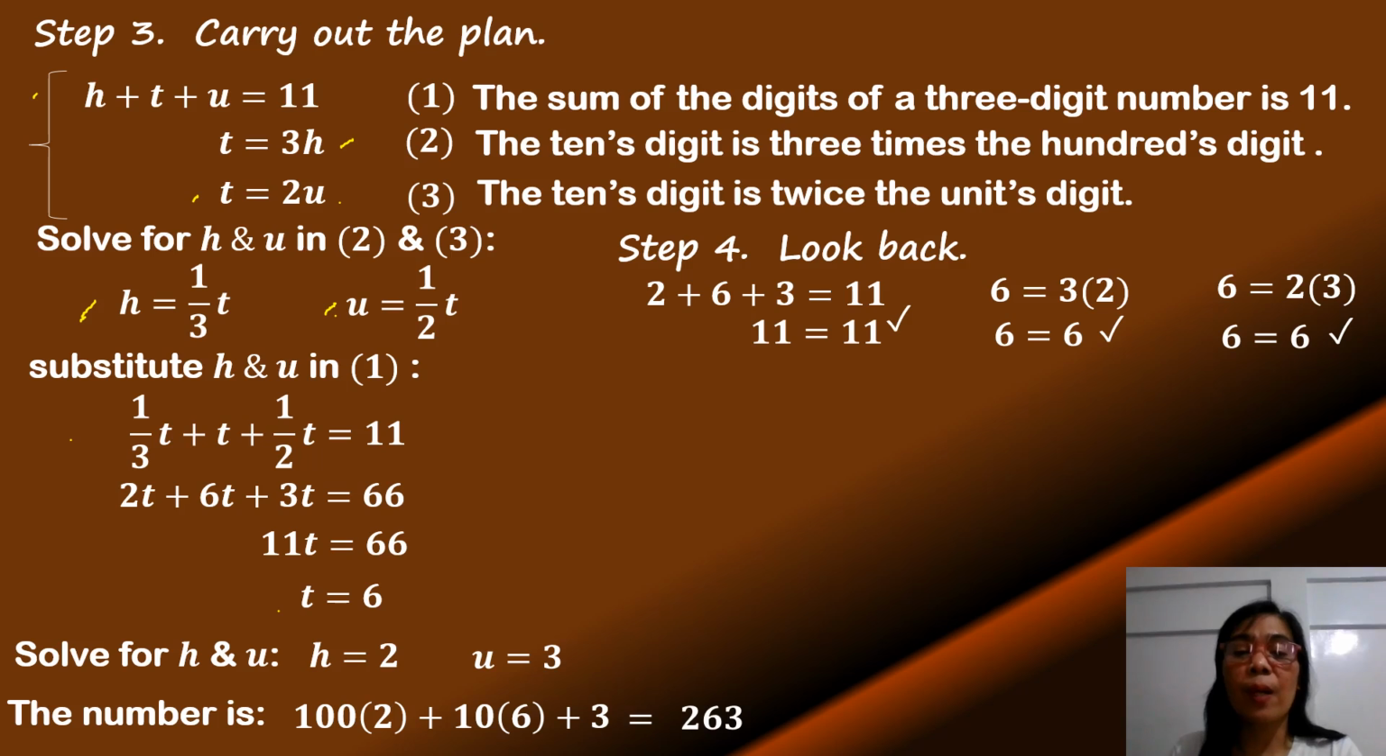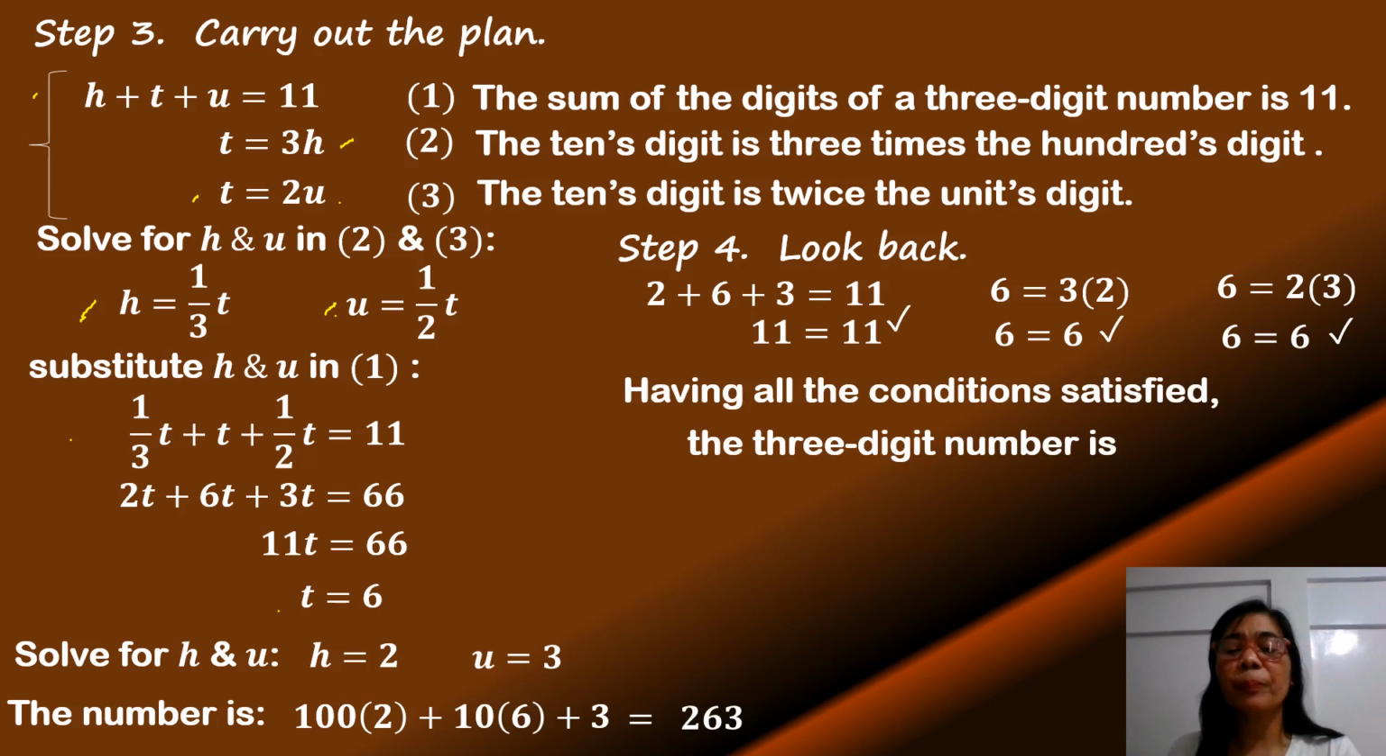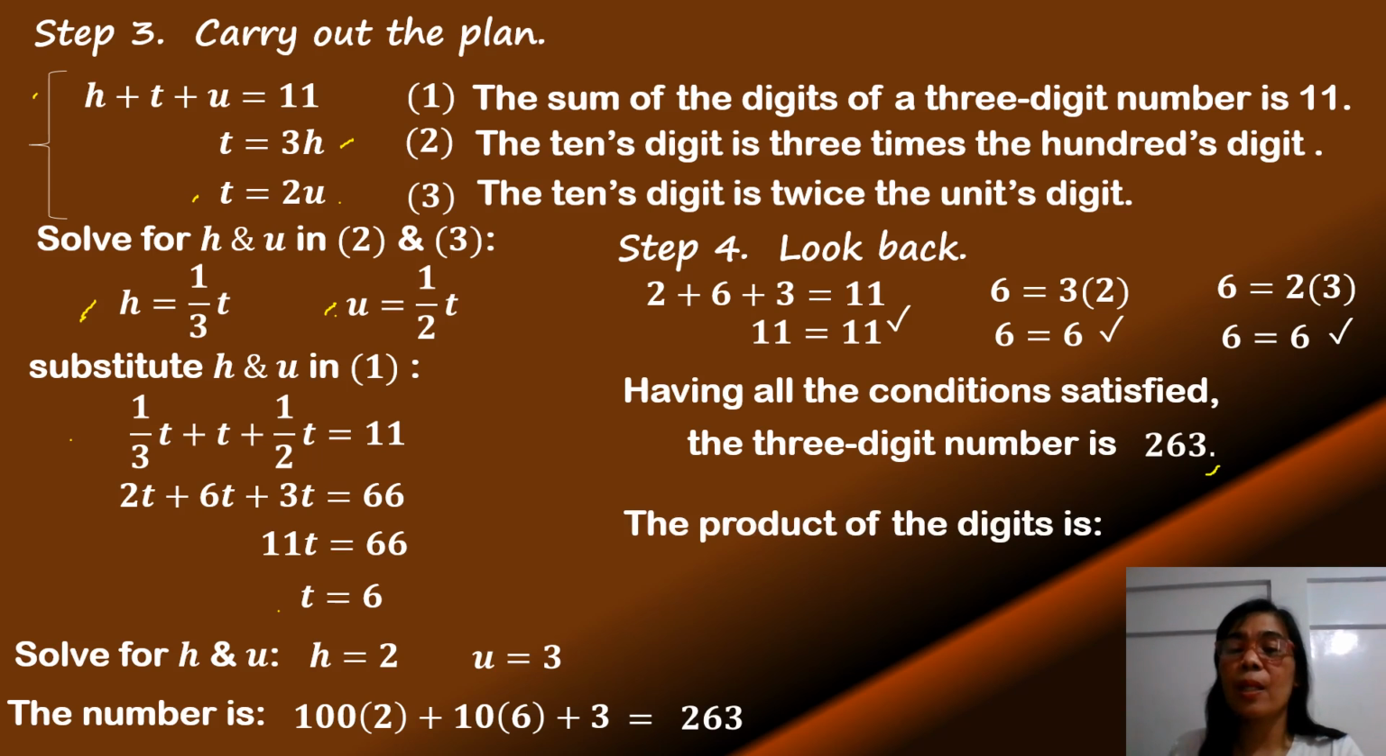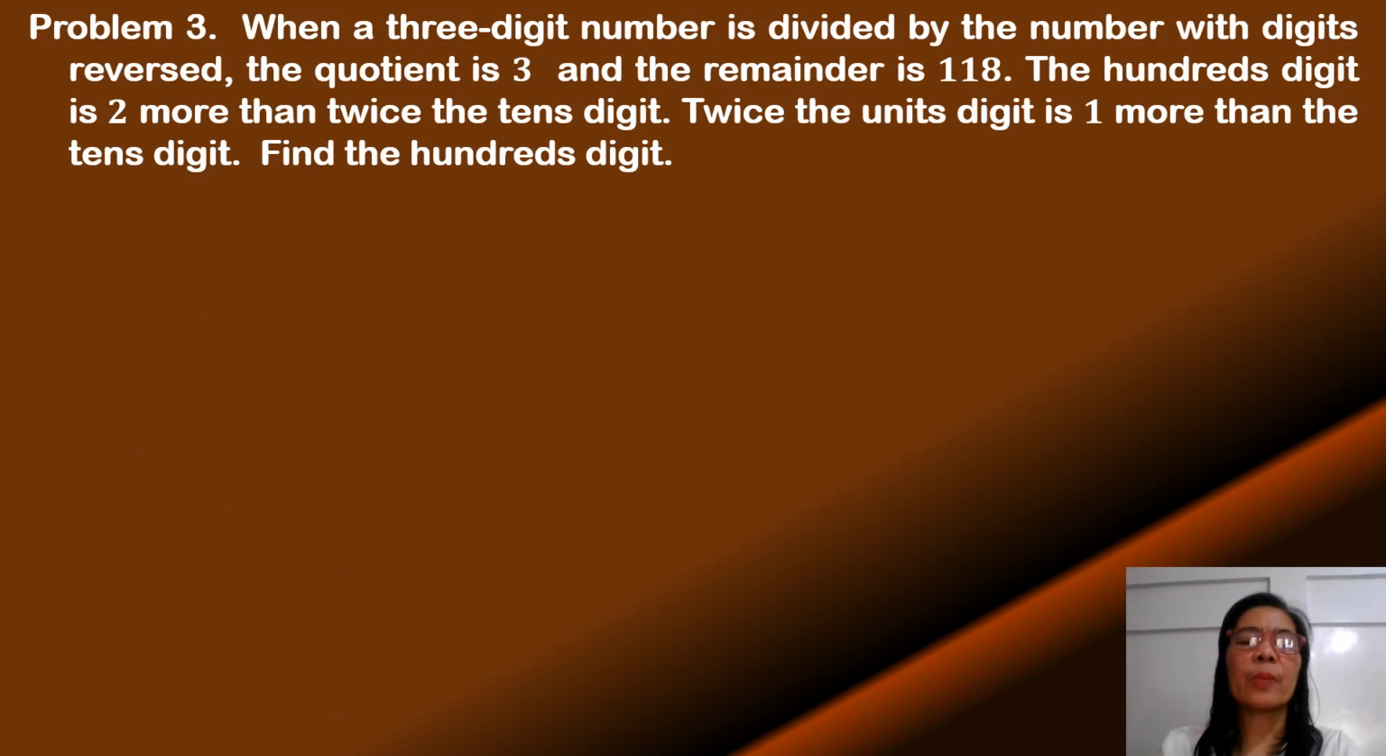That means the values of h, which is equal to 2, u, which is equal to 3, and t, which is equal to 6, are correct. So the 3-digit number therefore is 263. But you should take note, if you go back to the problem, this is not what is actually asked. What is asked in the problem is the product of the digits. And so therefore, that will be 2 times 6 times 3, and therefore this is equal to 36.